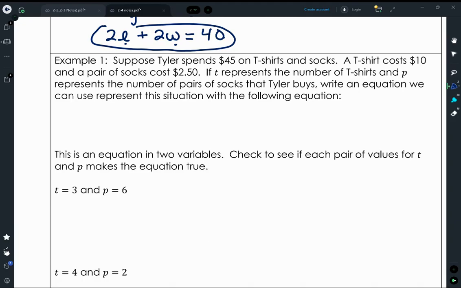Okay, so let's see what's going on. I imagine Tyler's going to the store with his mom. Maybe he already has lots of pants that fit, but he's wanting to do some school shopping, and he only needs t-shirts and socks right now. He's outgrown all of those for some reason.